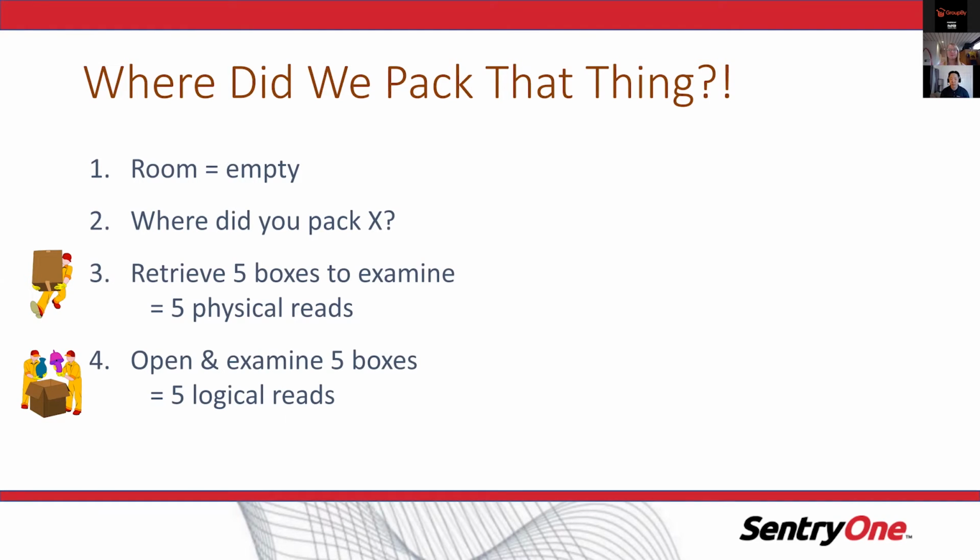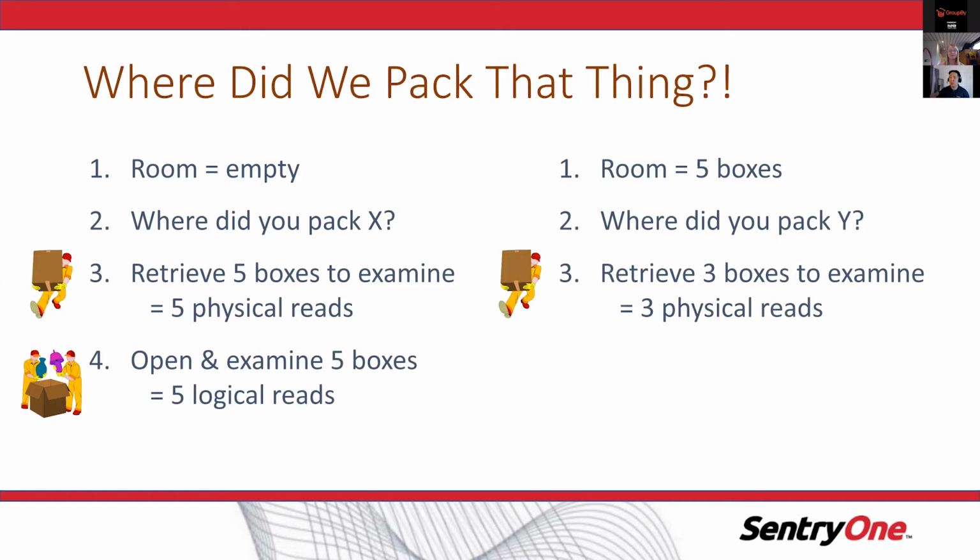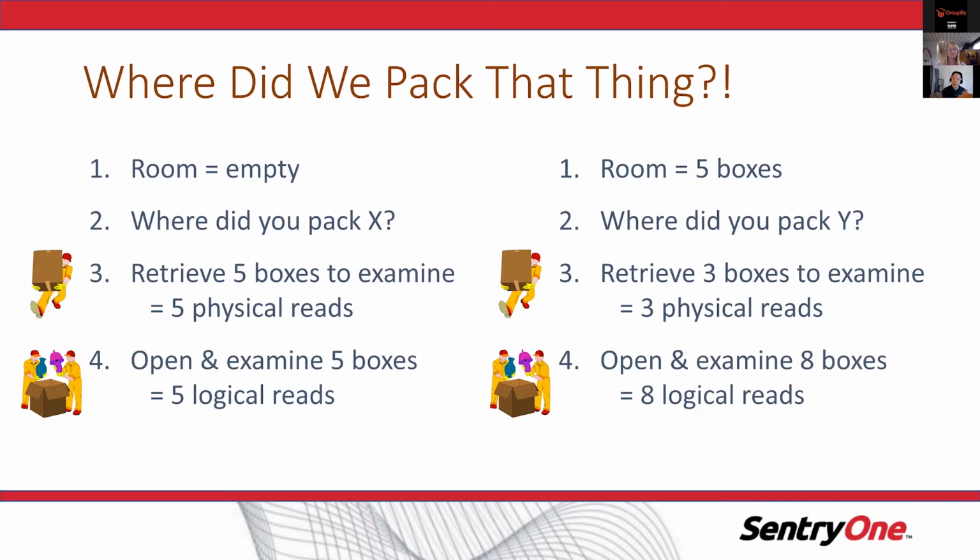Okay, so I find item X. I now have 5 boxes in the room that I'm standing in, but then I realize I need to find a different object, object Y. Well, I think it's either in these kitchen boxes or it might be in the boxes for my office. So, movers, I need you to go get some additional boxes for me. So they go back out to the truck. They retrieve 3 additional boxes, the ones that correspond to the office. That's another 3 physical reads. But then I must examine all 8 boxes, the boxes from the kitchen and the boxes from the office.